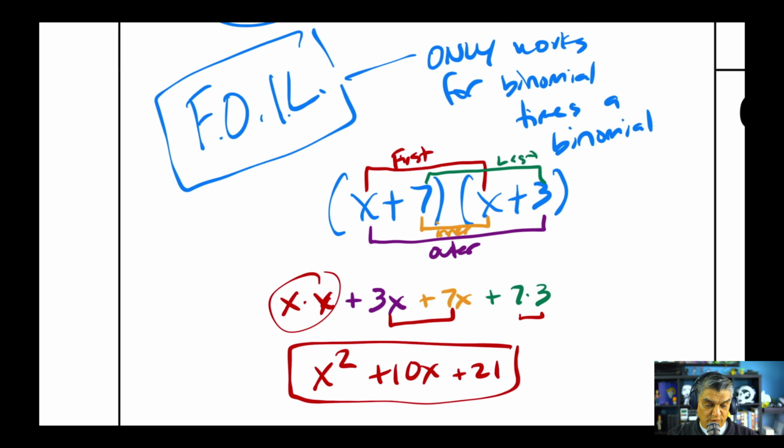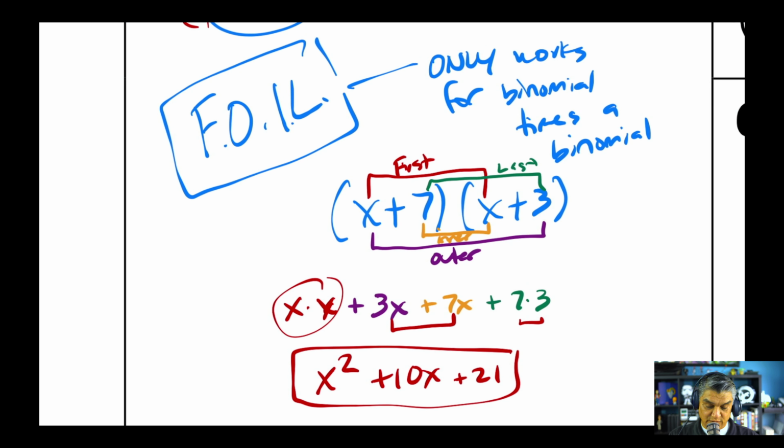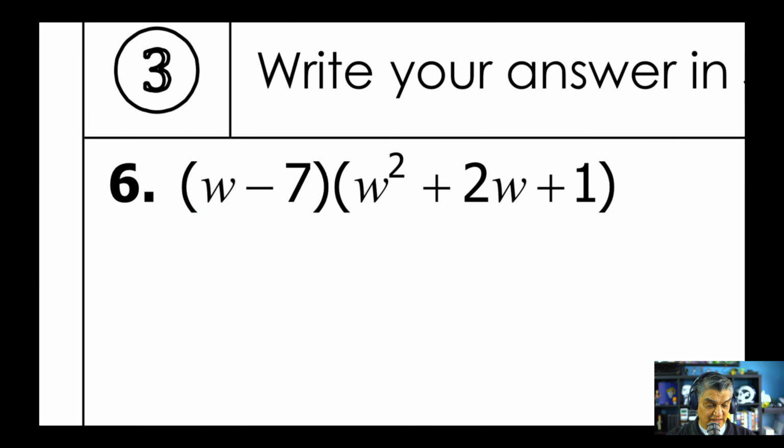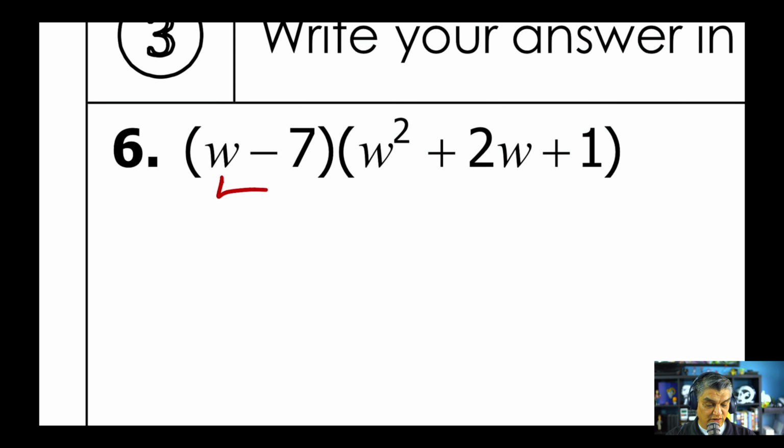Okay. FOIL works, but again, it only works for binomial times binomial. I don't like this because I like to use tools that work for multiple things, right? So this works, and it works good on binomial times binomial. But if I look at example 6 right here, here is a binomial, but this is a trinomial. FOIL will not work.